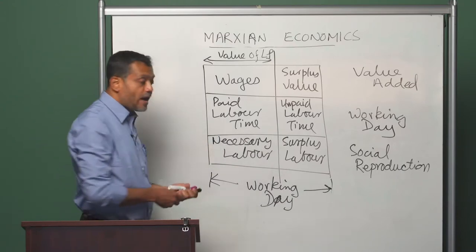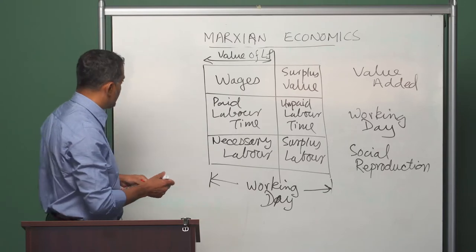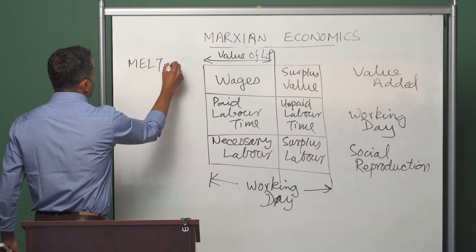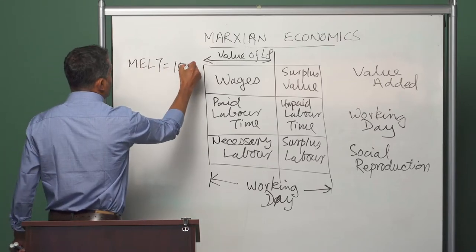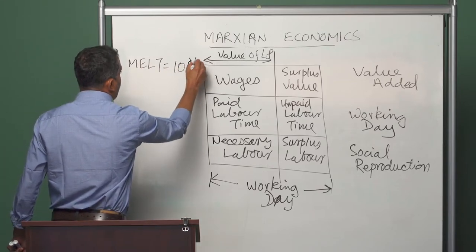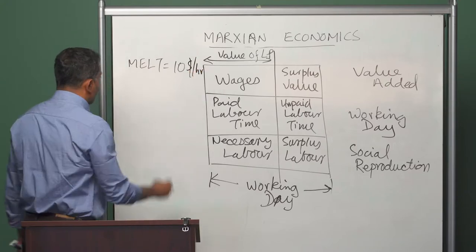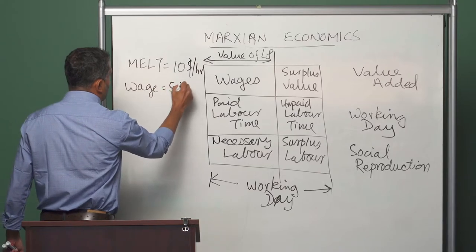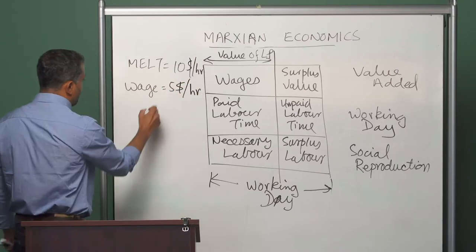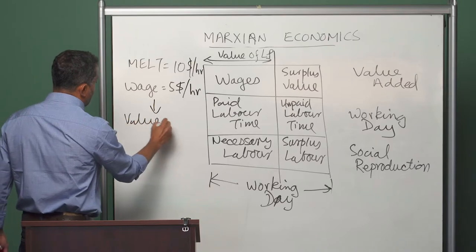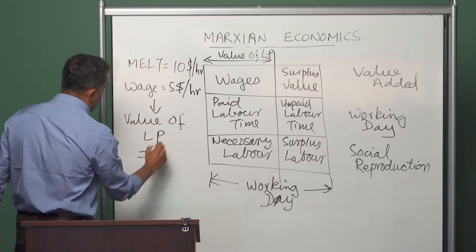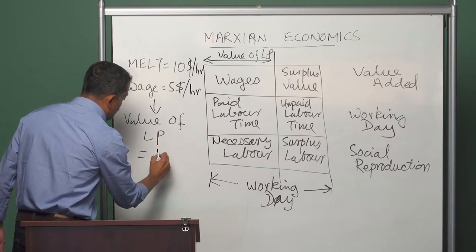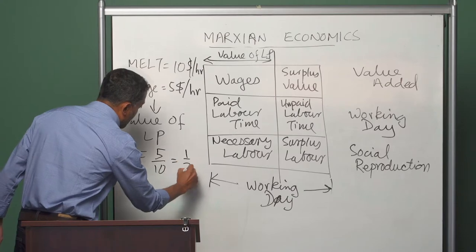So if we now go back to the example we were working with, in this particular example, the monetary expression of labor time was $10 per hour. The wage was $5 per hour. And therefore, the value of labor power was the wage divided by the monetary expression of labor time, which was 5 divided by 10, which was half.